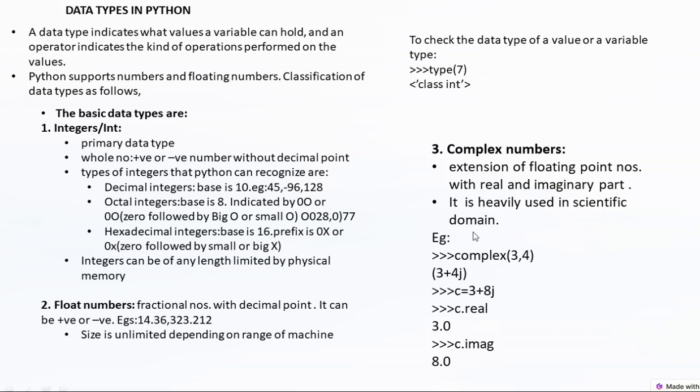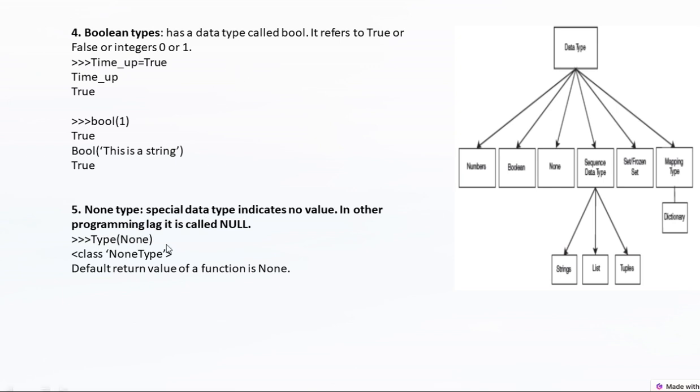Now coming to the data types in Python. Now data type indicates what value a variable can hold. Okay, can it hold an integer value? Can it hold a floating point value? Can it hold a complex number? Can it hold a string? Can it hold a boolean? So data type basically will tell what values a variable can hold. And so Python will support, these are the classifications of data types. The basic data types we will see now: integers, floating point numbers, complex numbers, boolean types, none type. So these are the 5 basic data types.